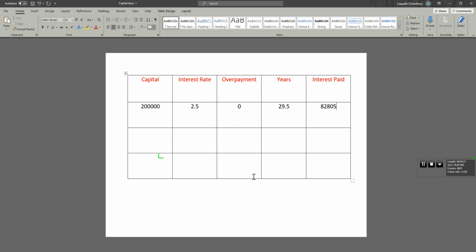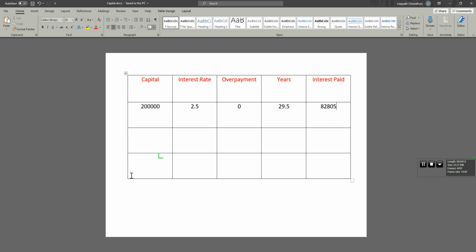So that's how banks make money. There's nothing wrong with them, that's fine. But of course, we want to take control of our financial situations, and we want to make a difference. Now, our goal is to see how much money I can pay as the overpayment and how it influences or affects my years and the cost of the mortgage.